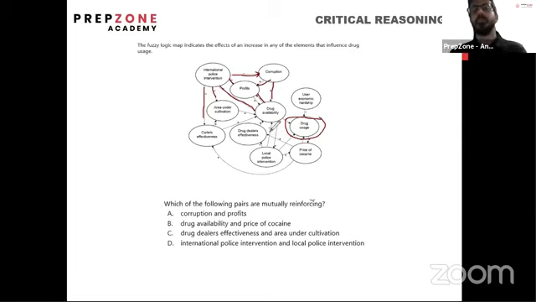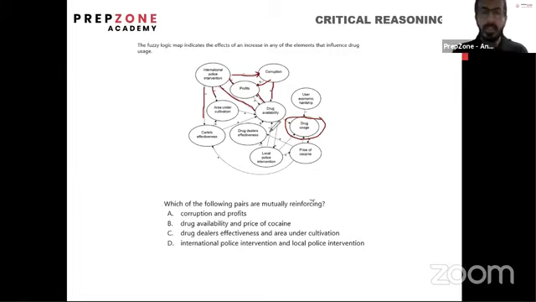So this is what this whole diagram is referring to. What is the increase in effects of any particular element which has increase or decrease effect, right? So let's look at the question now. The question is basically, which of the following pairs are mutually enforcing? So what does mutually enforcing mean? It is basically they're strengthening each other's effect.